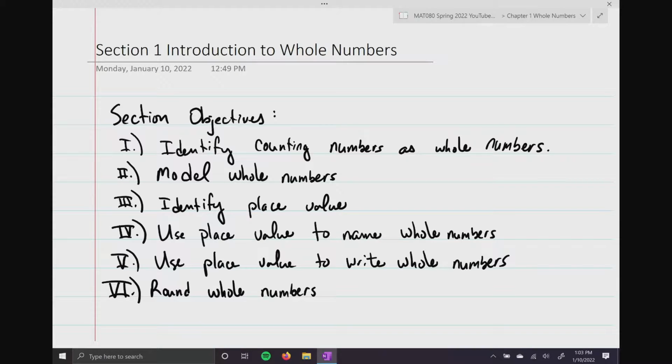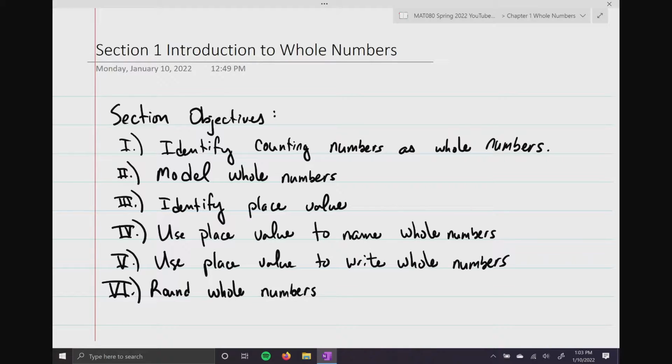All right, hello and welcome to our very first section, which is entitled An Introduction to Whole Numbers. Within this section, we are going to identify certain objectives. The first thing is identifying counting numbers as whole numbers. Then we're going to model whole numbers. Third, we're going to identify place value. Fourth and fifth, we're going to use place value to either name or write a whole number. And finally, we're going to end this section with rounding whole numbers in general.